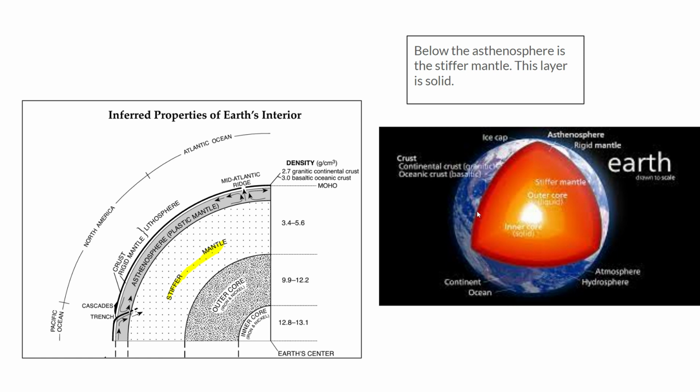So as you can see, we have the crust, as we've spoken about. The asthenosphere is semi-liquid, semi-solid. This is where our convection currents form. And then we have a stiffer mantle right here. It's a little more solid.